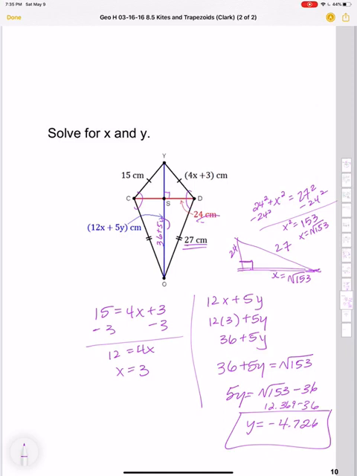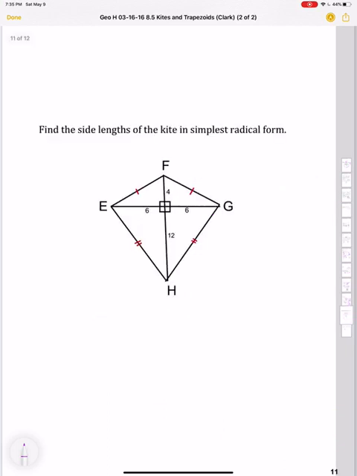We know that these are perpendicular, and they told us this equaled this. So for sure, subtract 3, get 12, divide by 4, that's 3. So for sure x is 3, right? Okay. And then, because I knew what x was, I could plug it in and do 12 times 3 is 36 plus 5y. Yeah. Oh well, weird. Find the side lengths of the kite in the simplest radical form. Okay, well, thanks for the warning. We're going to have radicals.